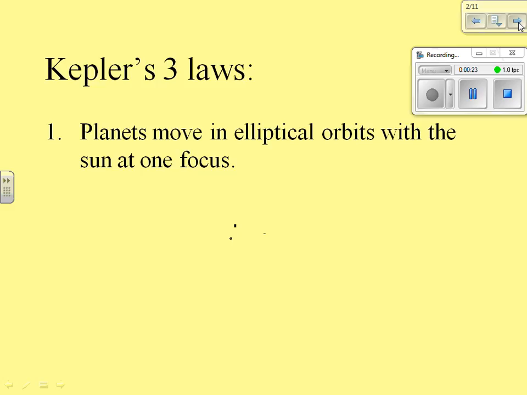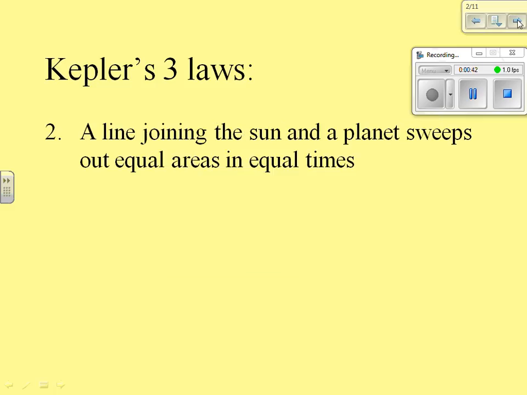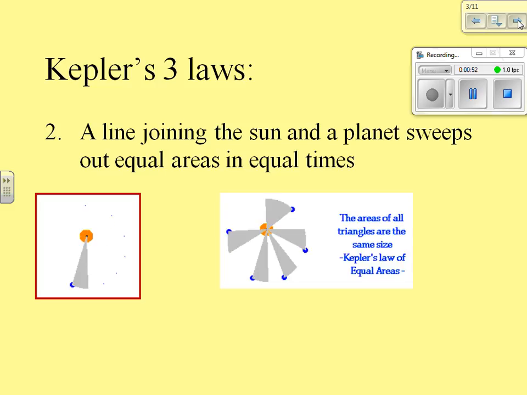Kepler said that planets move in elliptical orbits, with the sun at one focus. Remember that it's really not that elliptical, it's almost circular. So what's at the other focus? That's sort of a mystery. They don't know why they move in ellipses, I think. I could be wrong. We learned that a line joining the sun and a planet sweeps out equal areas in equal times, which is sort of an odd thing to study, right?